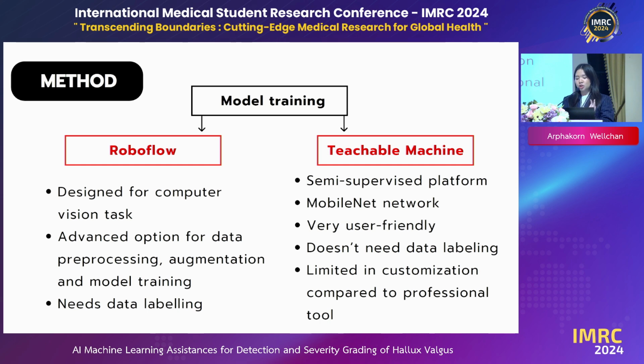We used two platforms in this scenario. The first one is RoboFlow. It is an online machine learning platform designed for computer vision tasks. It has advanced options for data processing and augmentation. The other is an online, semi-supervised platform based on MobileNet. It is very user-friendly and very easy to use. However, it might lack customization compared to more professional coding tools.